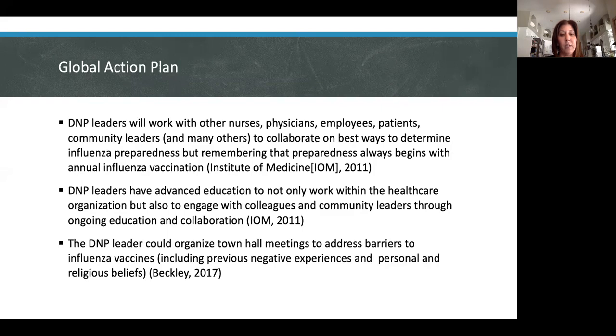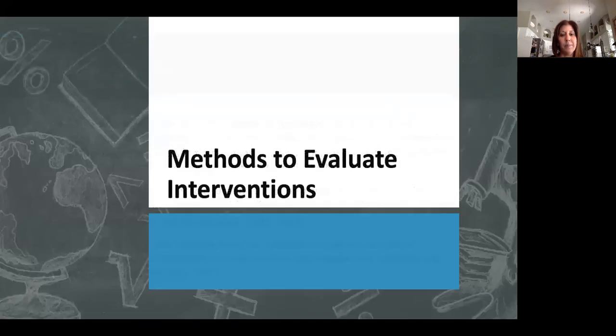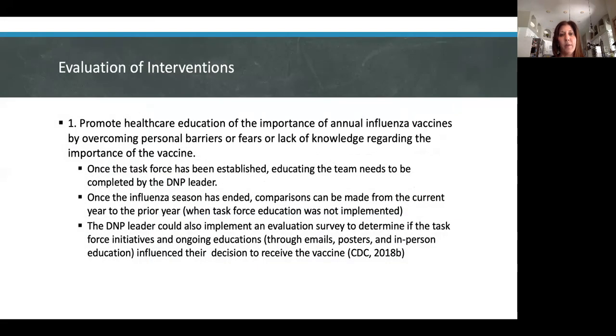And the DNP leader can also work with town hall meetings to address barriers to influenza vaccines and any negative experiences. And how will we evaluate this? So I have a couple of different things. So once we've promoted that and that task force has been established, that team needs to be completed by the DNP leader. Once the influenza season has ended, that task force and the DNP leader can look at the rates of vaccination for that influenza season and compare it to the previous year when there was no task force really involved. And so that's a perfect way to look at it.